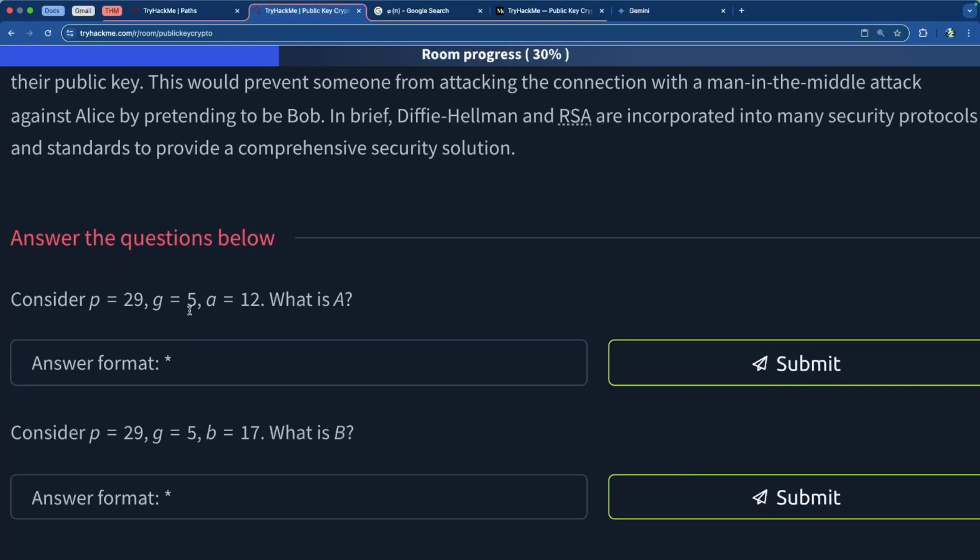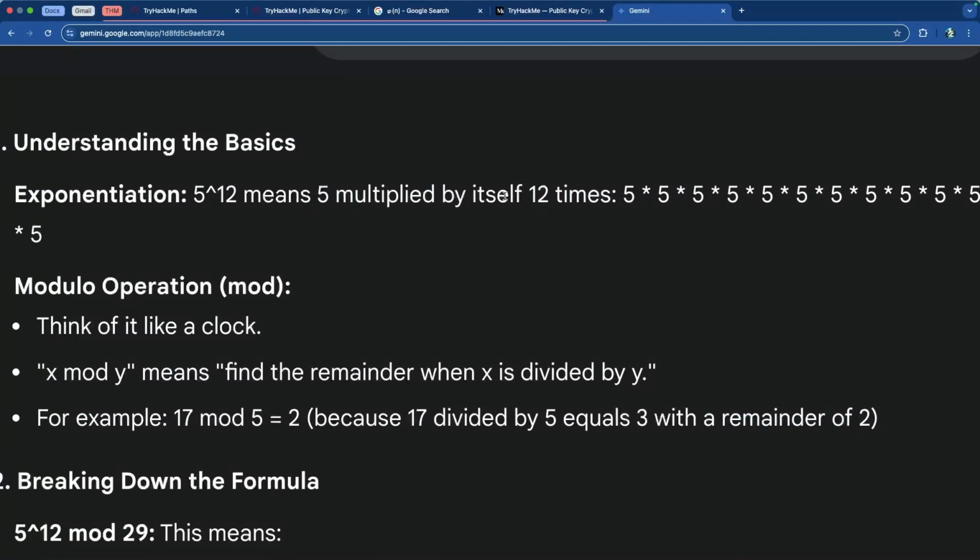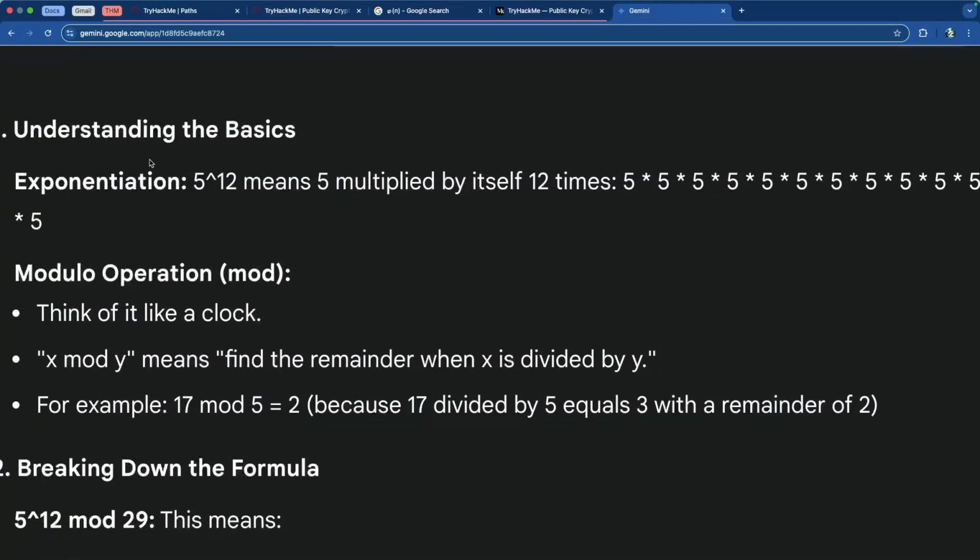So it would be G to the power of A, right? So it's G to the power of 12. So, excuse me, 5 to the power of 12 divided by 29 to give us a remainder, and that's what the remainder would be. This is what Gemini also helped me understand as well. I just forgot that mod part. So this is what the first part is.